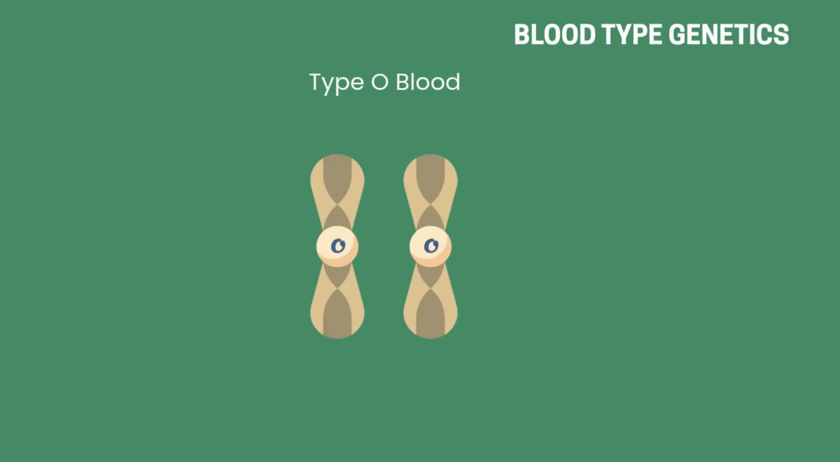Now let's look at type O blood. The O allele is recessive, so you must inherit 2 copies of the O allele, one from each parent, to have type O blood. If you inherit either an A or a B allele from one parent, those dominant alleles will determine your blood type instead, and you will not have type O blood.